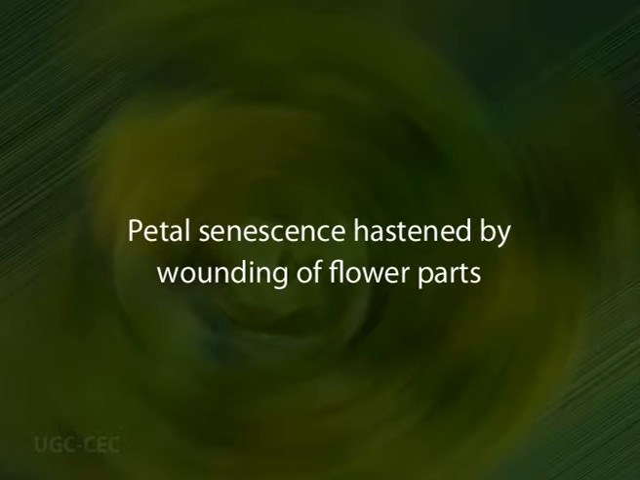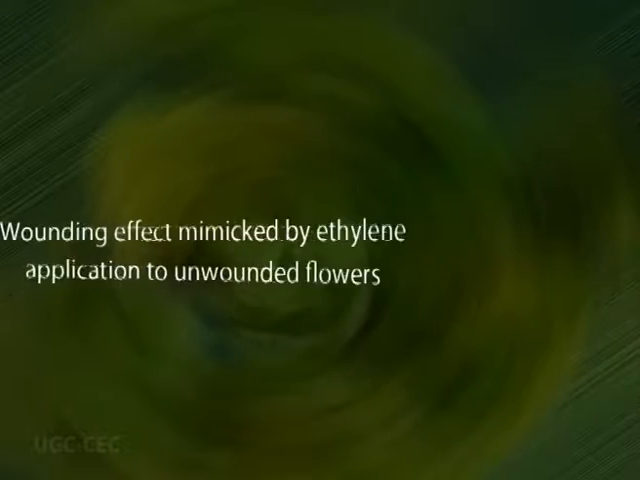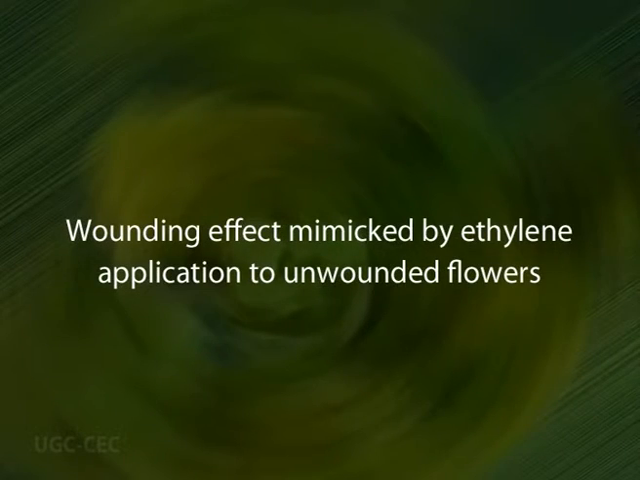Abiotic stresses also have a bearing on the regulation of senescence. Petal senescence is hastened by wounding of the flower parts. This damage results in the evolution of ethylene, which may then induce degradative events. The wounding effect is mimicked by ethylene application to unwounded flowers and is eliminated by adding norbornadiene, the inhibitor of ethylene action, to wounded flowers. Drought stress has been shown to shorten the life of many flowers, such as carnation, by increasing the abscisic acid level.